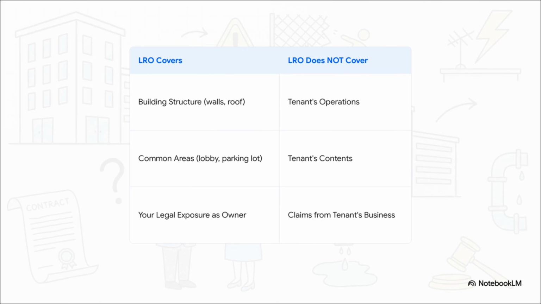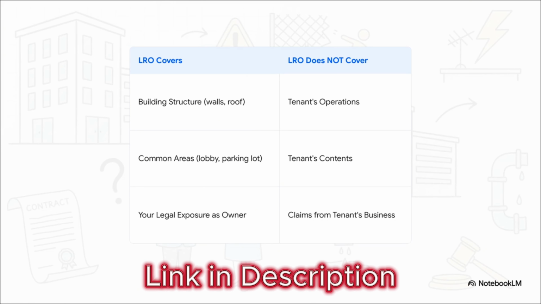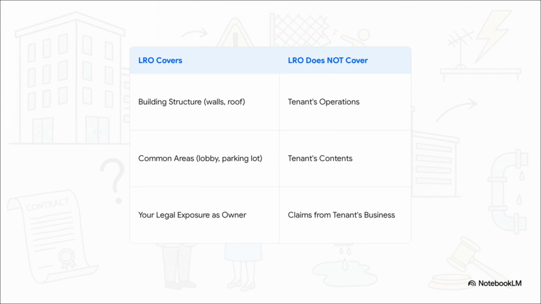Now, your LRO policy is awesome for what it does. It covers the big stuff, the building itself, the walls, the roof. It also covers common areas like the lobby or the parking lot. But here is the absolute key, the part you can't miss. It does not cover claims that come from your tenant's day-to-day business. So that grease fire in their kitchen? Nope. That slip and fall inside their store? Not covered. And that is the liability gap we're talking about.